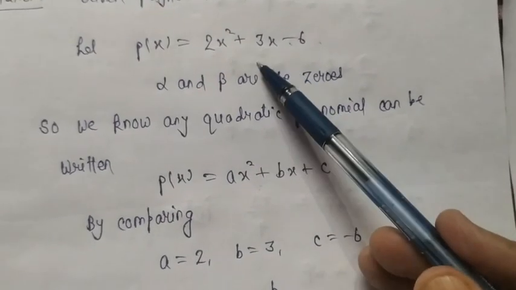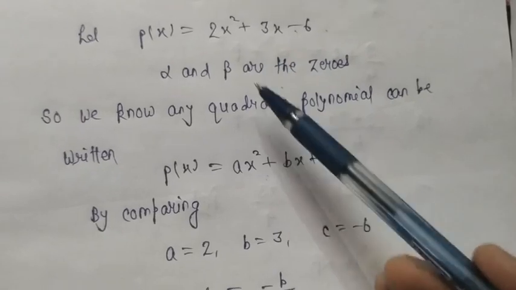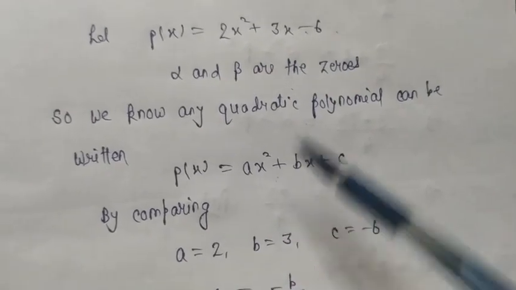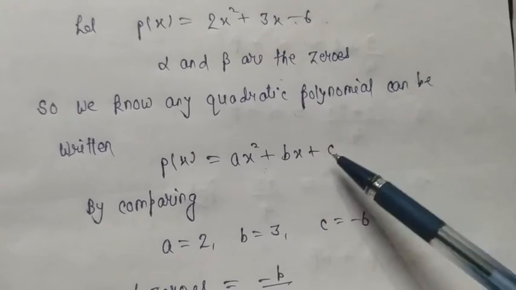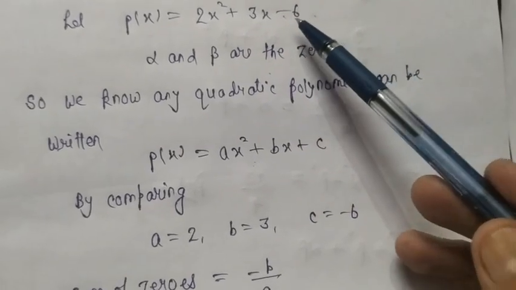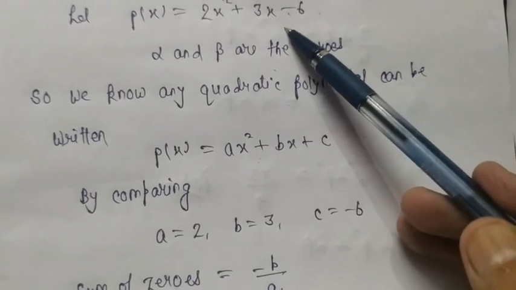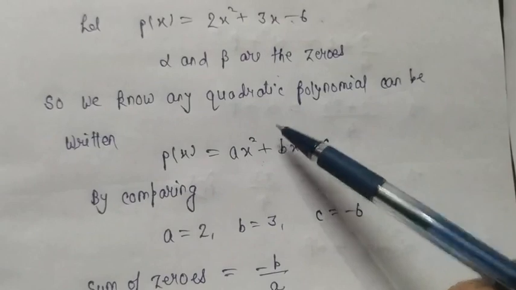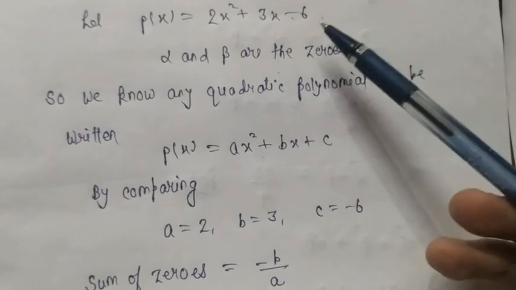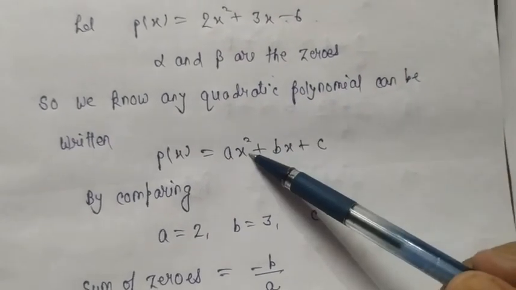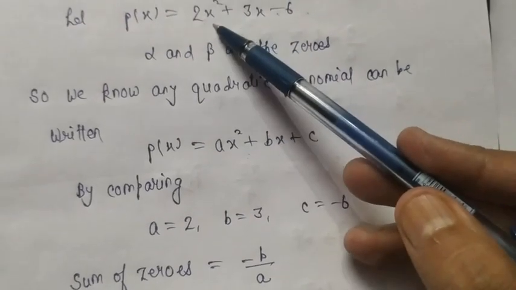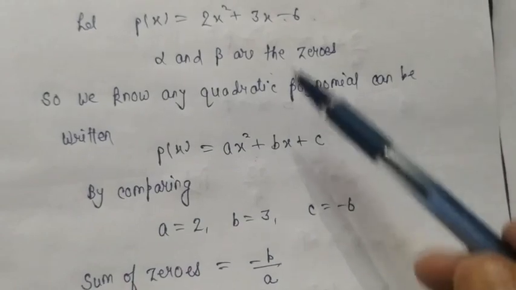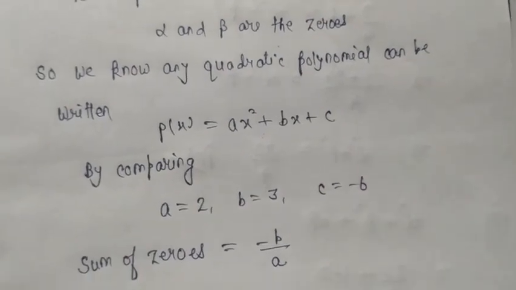Okay, so what I am going to do is compare the given polynomial with the general form. When you compare these two polynomials, what you will get is a equal to 2, b equal to 3, and c equal to minus 6. Why have I taken minus? Because here is plus and here is minus, so we will take the negative sign also. I am just comparing the coefficients of the respective terms. The coefficient of x square here is a, and the coefficient of x square here is 2, so a is equal to 2. Similarly, b equal to 3 and c equal to minus 6.